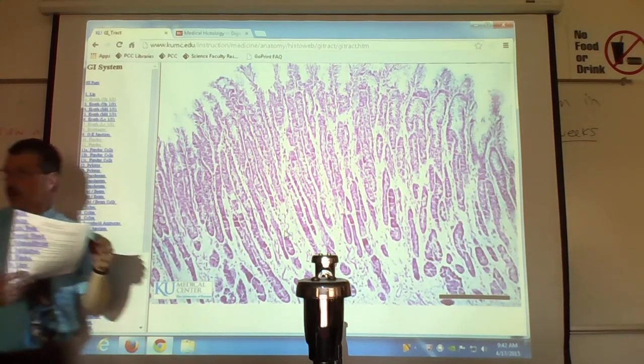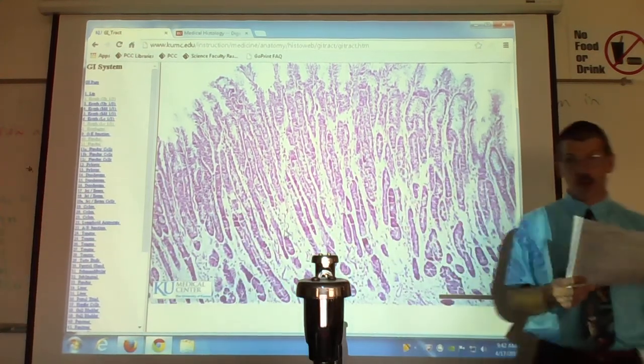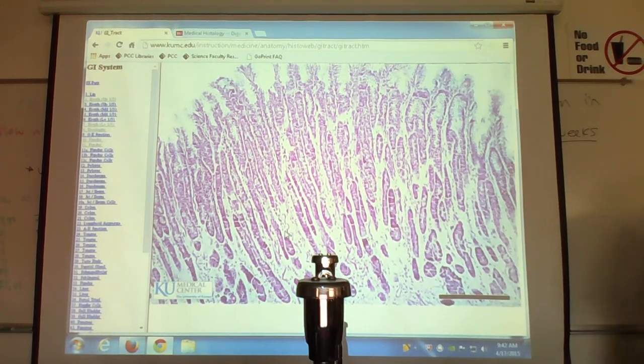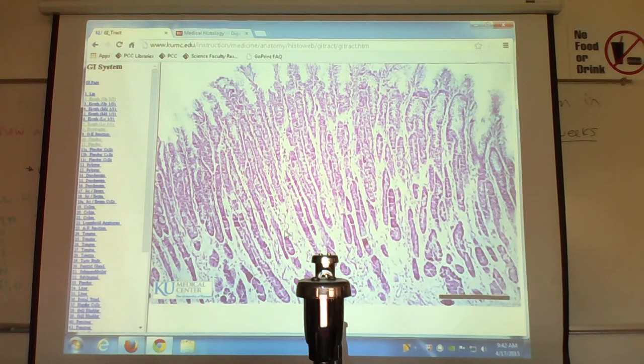Is that the same thing as rugae? No, rugae are the big folds they're on, so that's not rugae yet. If we could see the gland, would we be able to see the individual cells? No, you cannot. So I'll show you that.